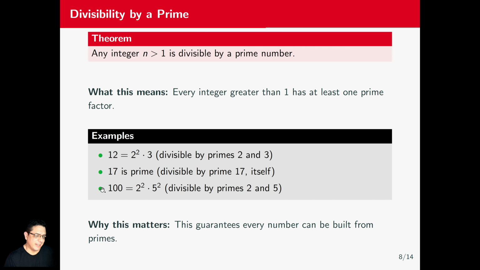We can see numbers like 100 as 2 to the 2 times 5 to the 2, so 4 times 25. So it's going to be divisible by primes 2 and 5. Notice that I said 4 times 25, but I'm not interested in 4 or in 25 because they're not primes. So I'm just looking for what are the primes that are producing 4 and 25, which end up being 2 and 5. Now, this guarantees that every number can be built from primes.